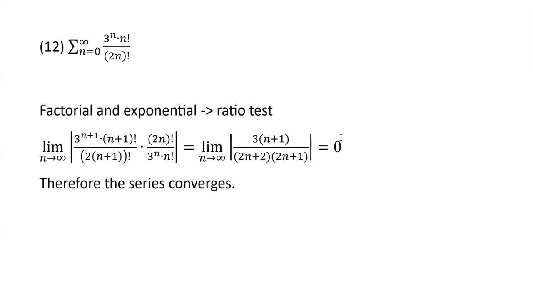Now, what does the ratio test say? This guy is less than 1, right? So per the ratio test, the series absolutely converges, which means it converges.